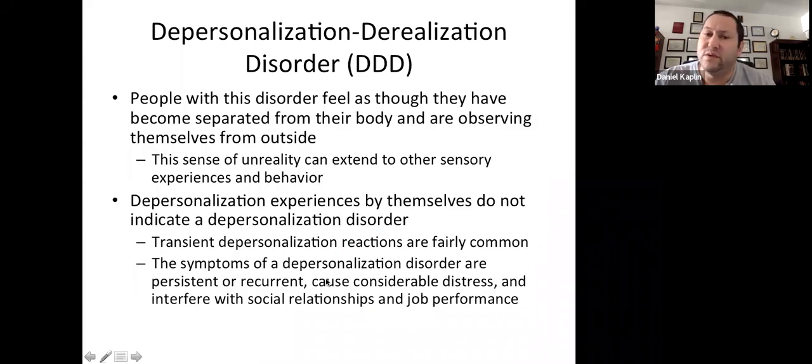So people with this disorder feel as though their body has become separated, or they're separated from their body, better yet, and they're just observing themselves from the outside. And this sense of unreality has the capacity to impact other sensory or perceptual experiences or behavior. Depersonalization experiences by themselves do not necessarily mean the individual has a depersonalization disorder. In fact, transient depersonalization reactions are pretty common. Whereas the symptoms of a depersonalization disorder are more pervasive, persistent, and recurrent. And as a function of that, it causes the distress and interferes with the social functioning that we talked about on the previous slide.